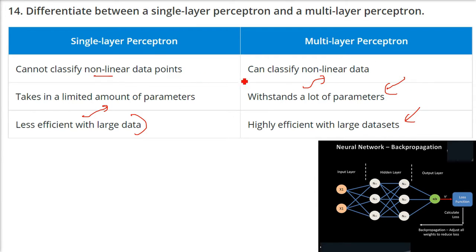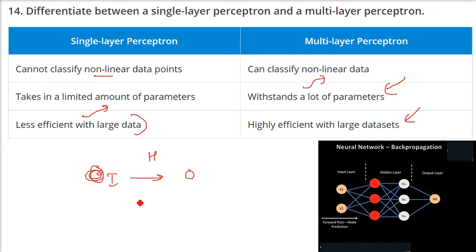Let me tell you again. You have an input layer, one hidden layer, and one output layer. This is your single layer perceptron. We have input, output and multiple hidden layers. That is the multi-layer perceptron.